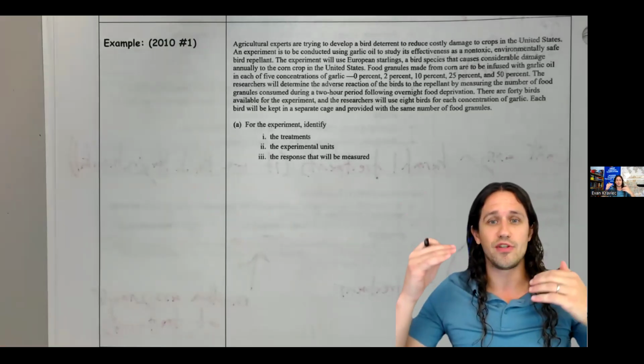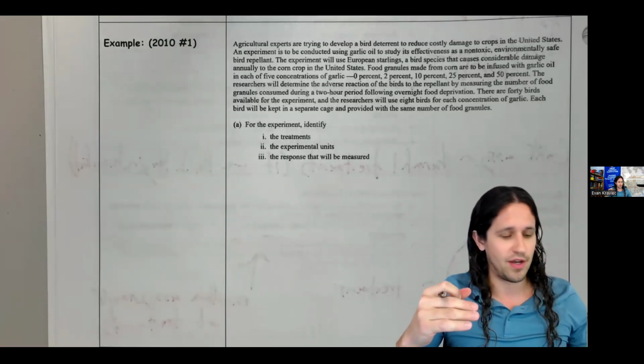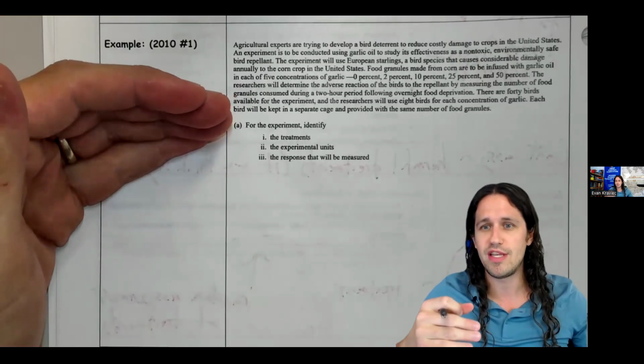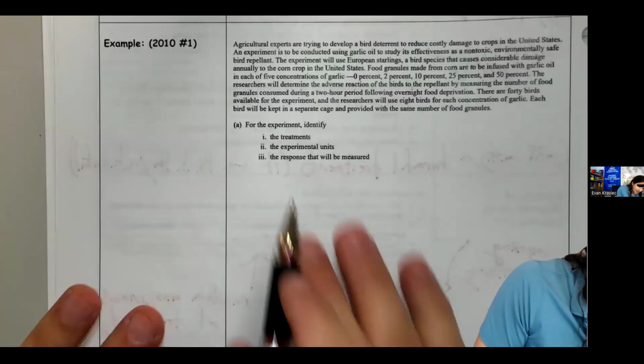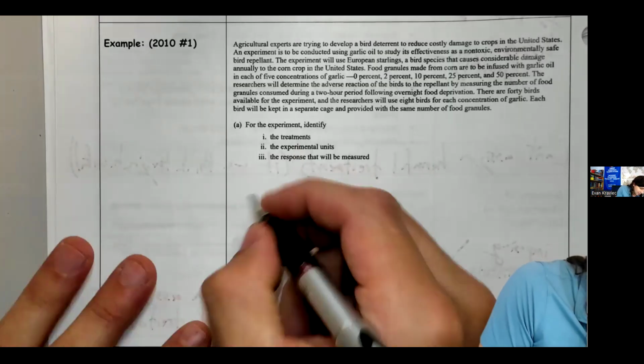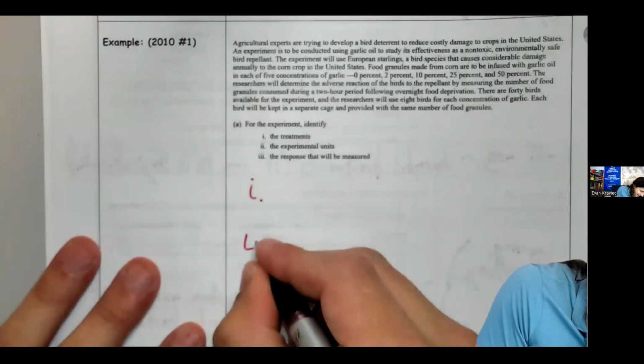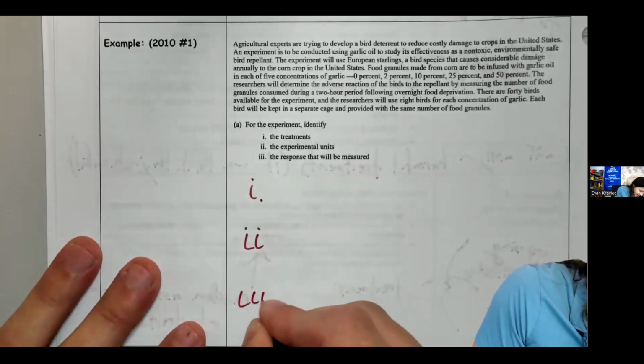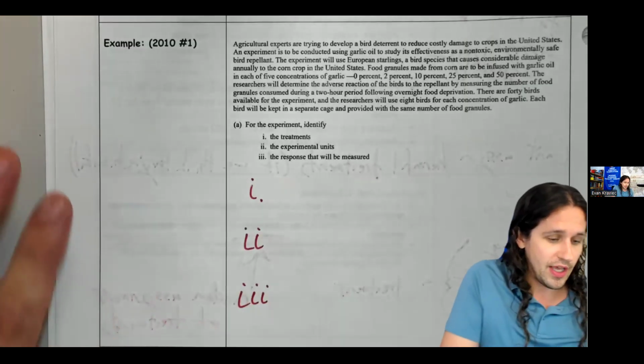I've cut this down. This was a 3-part FRQ. We've cut it down to 1 part, and you're just doing the first part, the easy part, where you're going to identify the treatments, the experimental units, and the response. Let's take a moment, do that. Should be able to do that without too much trouble. Take a moment and read through it.